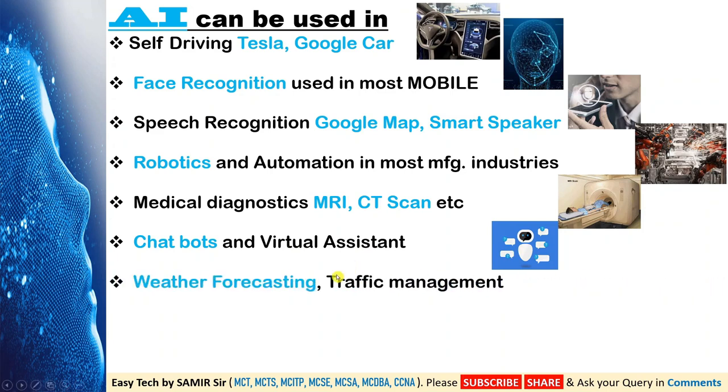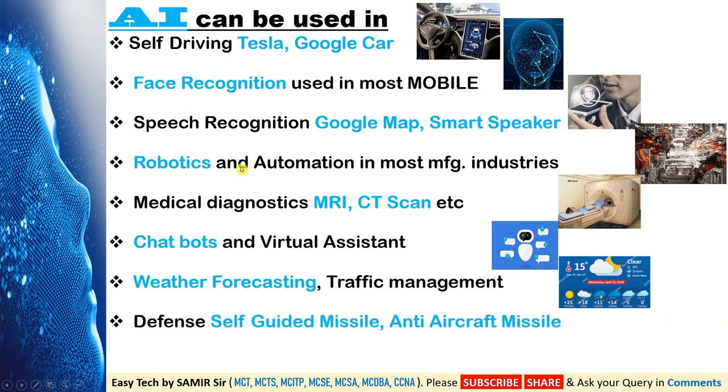Weather forecasting and traffic management. When we open our mobile, we see the weather forecast for today, tomorrow, day after tomorrow, next week. Similarly, when you use Google Maps, it tells you that this route will take X amount of time, that route will take Y, and another route will take some more or less time. So this traffic management information also uses AI.